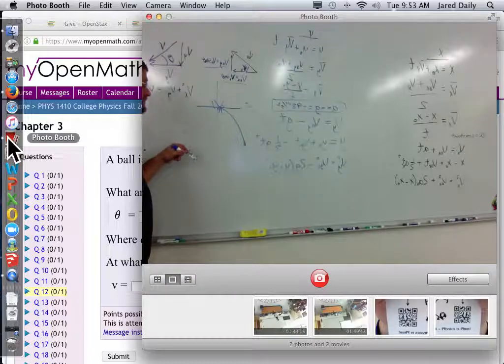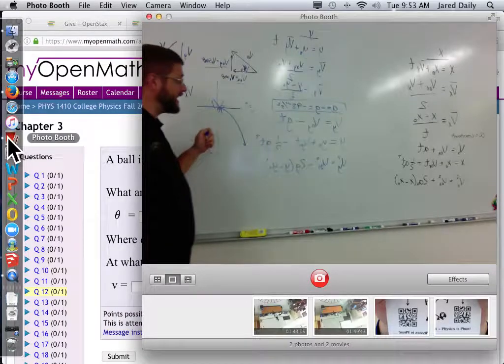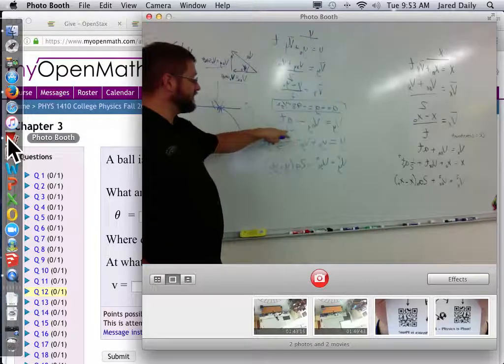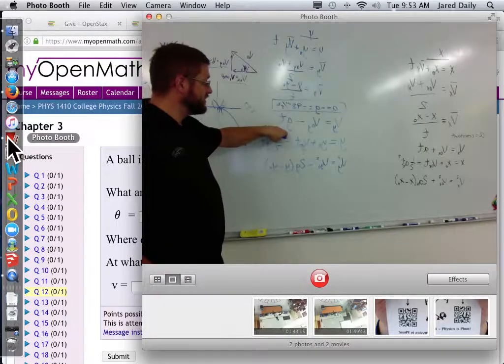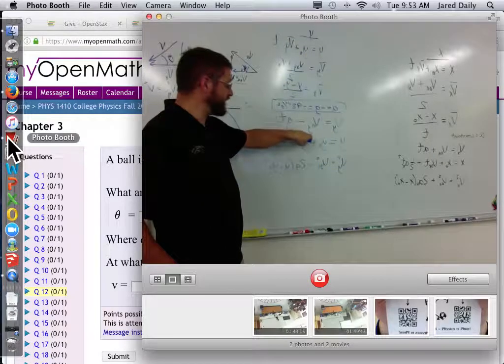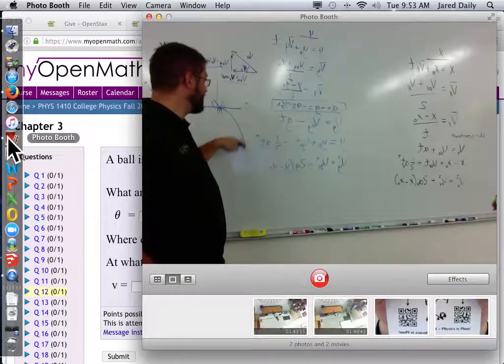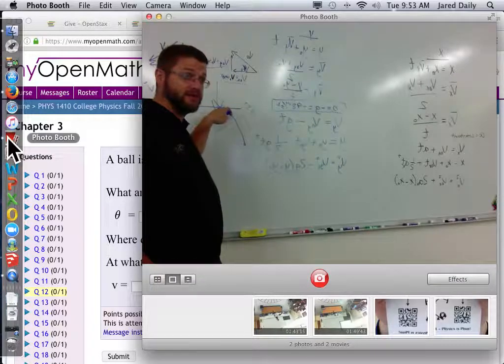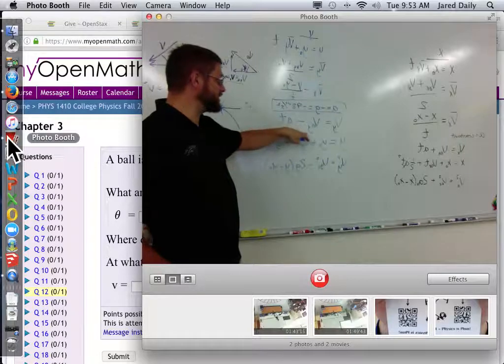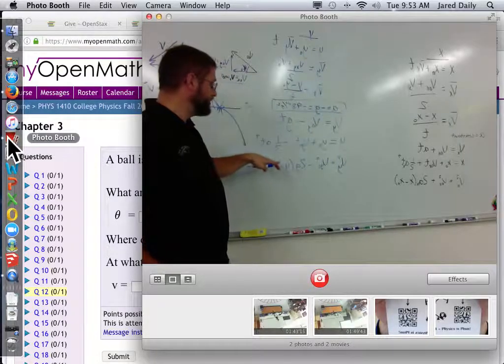Or, let's see, or I can actually skip that, and use this equation with my initial velocity in the y and my final velocity of 0, and I can calculate the time that it takes to get there. So I can use this equation to find the time, or I can use this one to find the height.